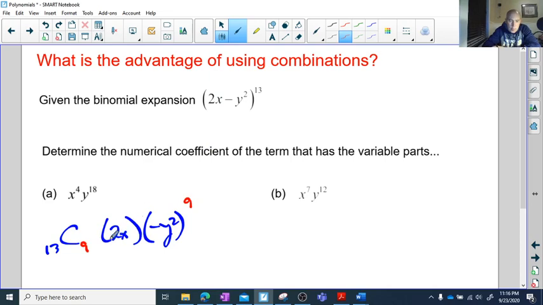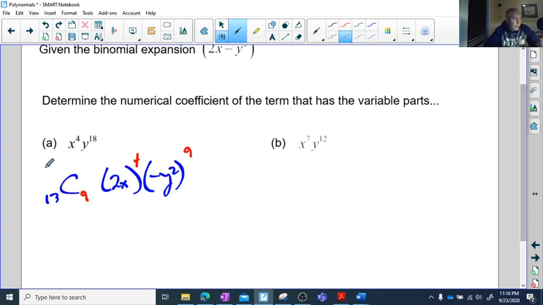Then your 2x would be, so if that's 9, it's going to have to be a 4, right? Because these two have to add up to give you 13. And that's going to work because that's going to give you your x to the 4. So then we will take out our calculator and we'll do 13 choose 9. So 13 choose 9, and the answer is 715. 2 to the 4th is 16. And then you're going to have your x to the 4th. This is a negative to the 9th, so that's actually going to give me a negative.